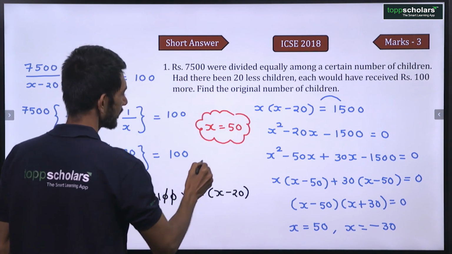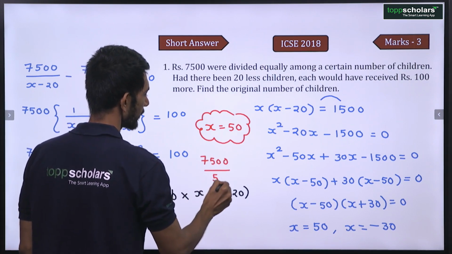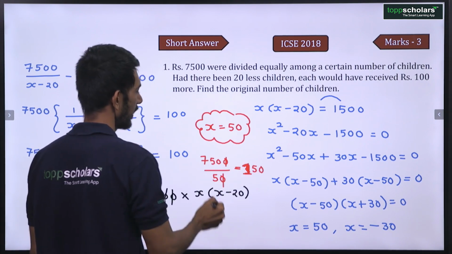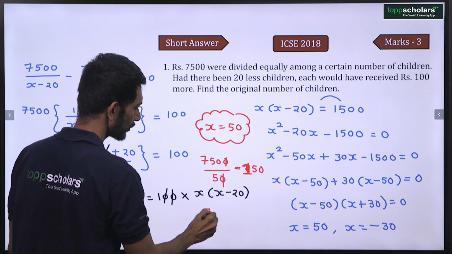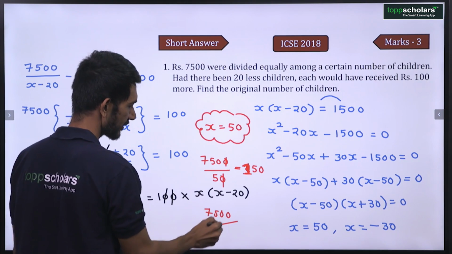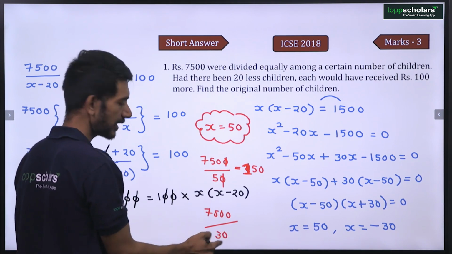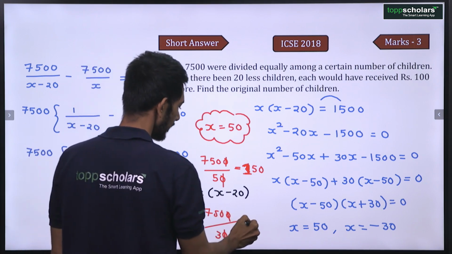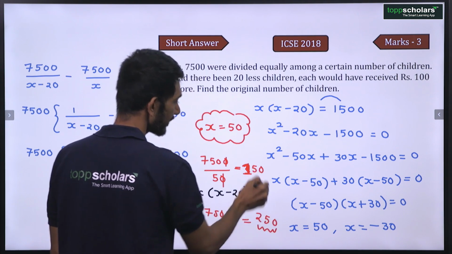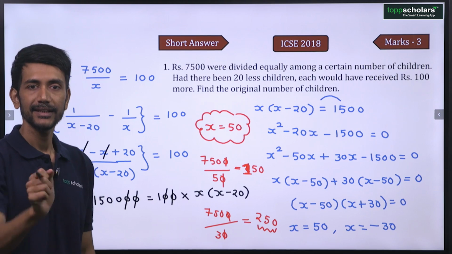Directly divide this. 7500, number of children 50. Correct? So that gives you how much? And if you divide 7500, had there been 20 children less, 20 children less means number of children are 30. So this gets cancelled. You will get 250. Correct? So 250 rupees. See, 100 rupees more. And that is how you find out the answer. Easy. Let's continue.